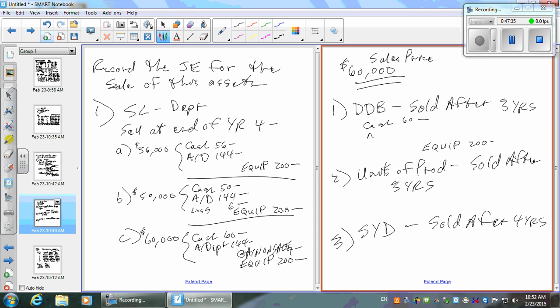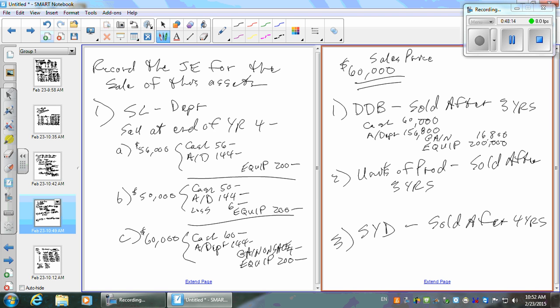How much are we going to debit accumulated depreciation for? What's the accumulated depreciation after 3 years there, guys? 156.8. Okay. So what does that make the book value? 43,200. Is that what it was at that time? Yes. So if it was 43,200 and you sold it for 60, what do you have? Gain of 16.8. That's all there is to it.